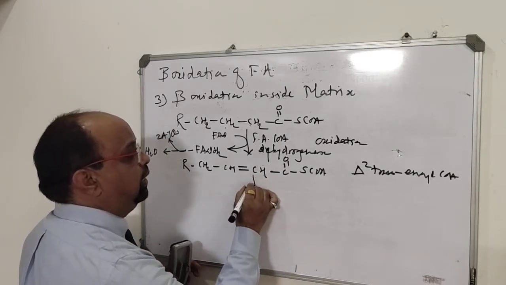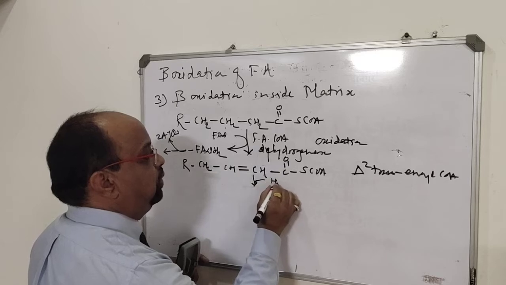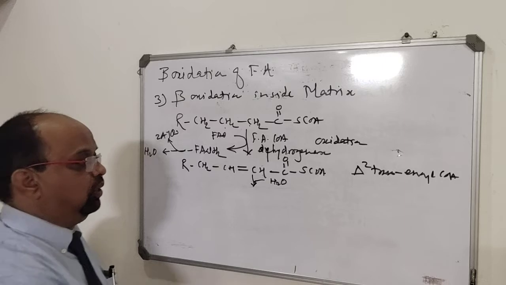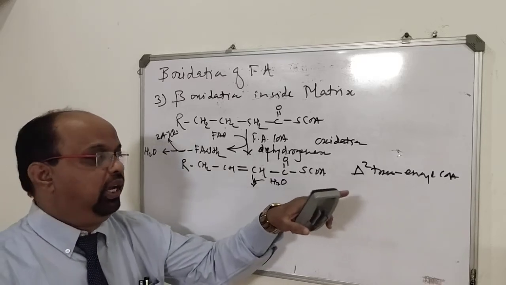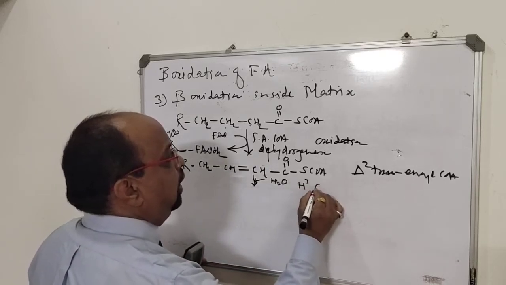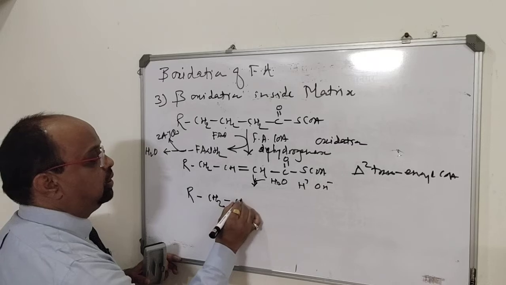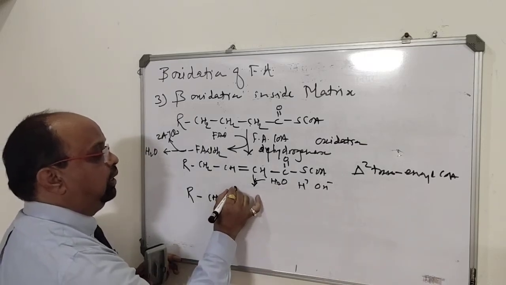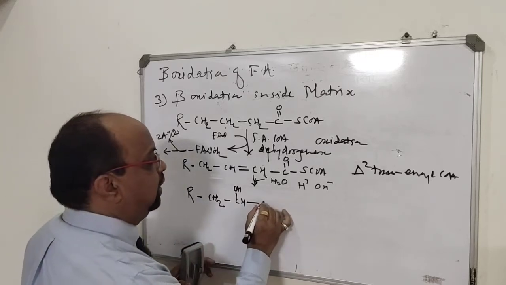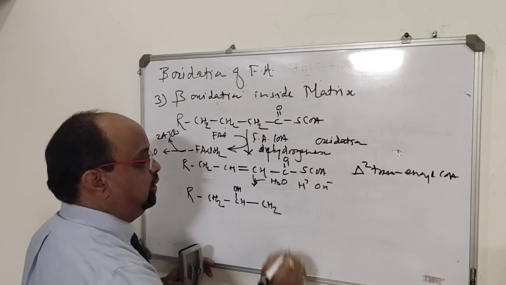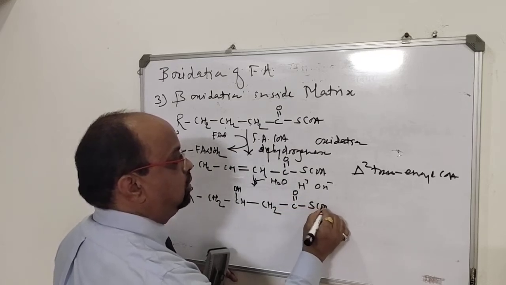Now the next reaction is hydration. So during this process, a water molecule is added across the two carbon atoms. The name of the enzyme is enoyl-CoA hydratase. So H plus and OH minus. So what happens in the reaction: R CH2 CH, this hydroxyl group is attached to this carbon, so automatically this double bond is converted to a single bond, and the hydrogen atom goes to this carbon, so that becomes CH2 and C double bond O, S CoA.